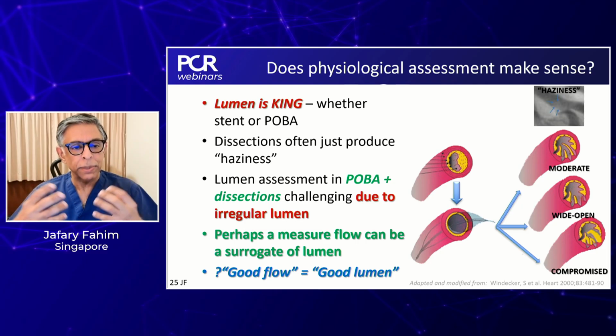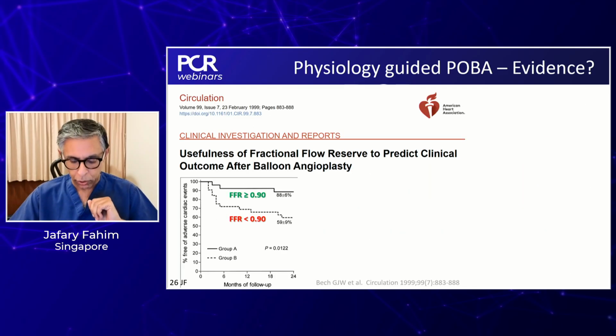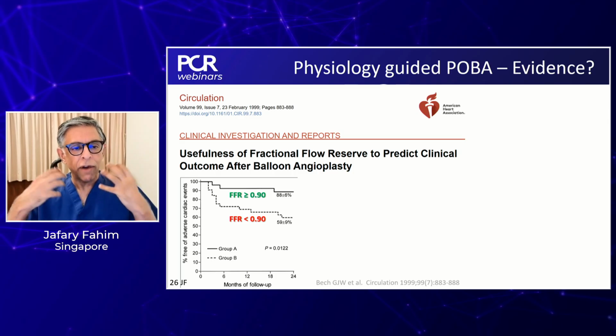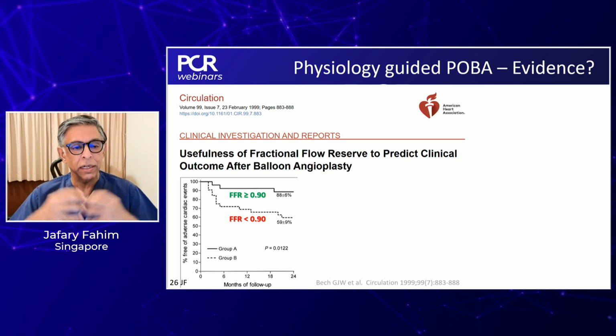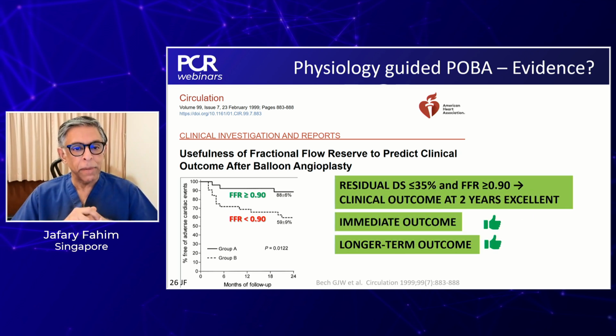So the question then is that perhaps flow, or measuring flow, could be a surrogate of a good lumen or a good cumulative lumen. In other words, does good flow equal good lumen? Well, this was looked at very early in the angioplasty experience in the 90s, where they showed that if after balloon angioplasty you get an FFR of more than 0.9, in other words excellent flow, the outcomes both in the immediate phase as well as long-term over a period of 2 years are actually excellent. So getting good FFR after balloon angioplasty in the POBA era translates to good outcomes.